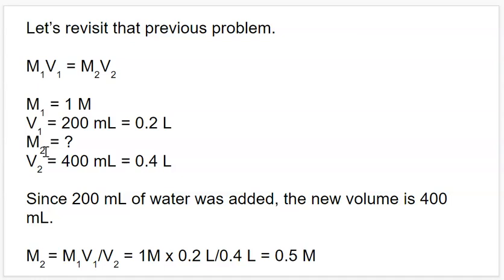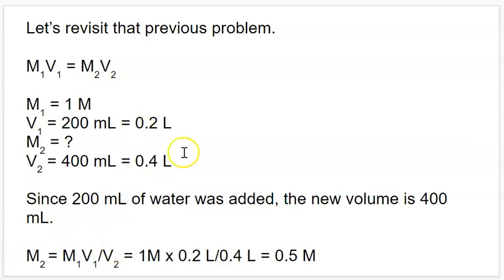I highly recommend that you solve your equations symbolically first. What that means is that I take my M1V1 equals M2V2 and I start doing the algebra without even thinking about the numbers, without plugging anything in. I know I want to solve for M2, so I'm going to isolate M2 by dividing both sides by V2. And then what I end up with is M2 is equal to M1V1 over V2.